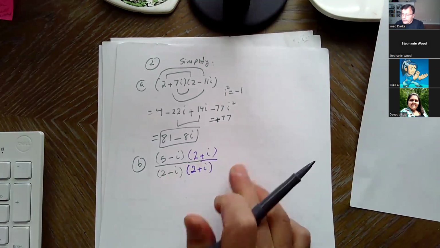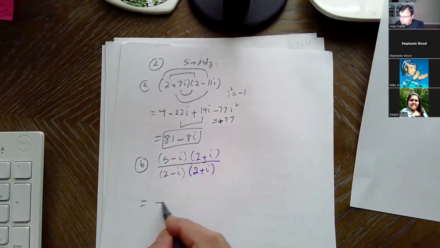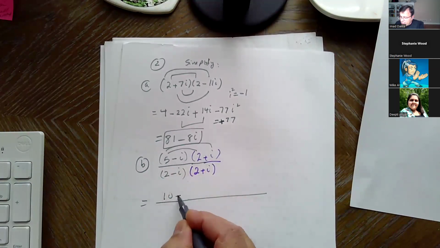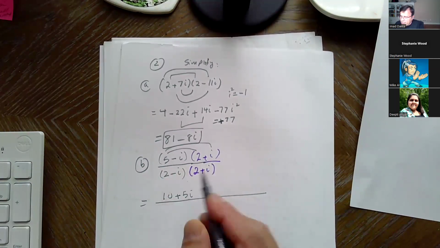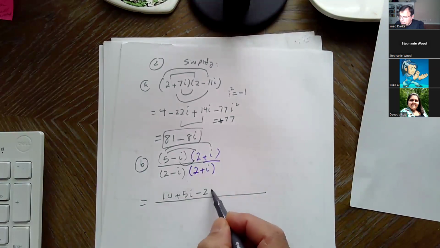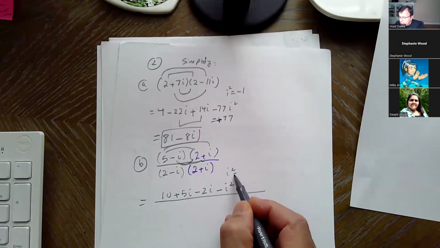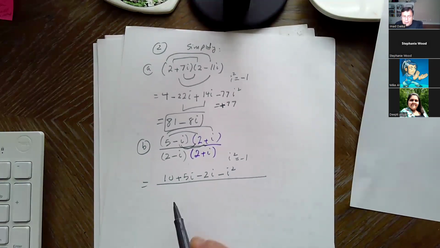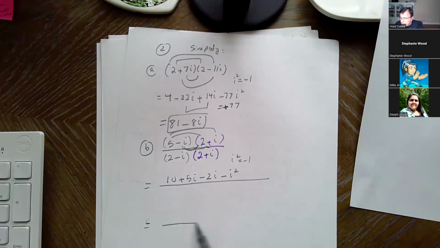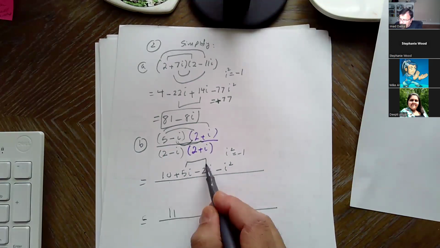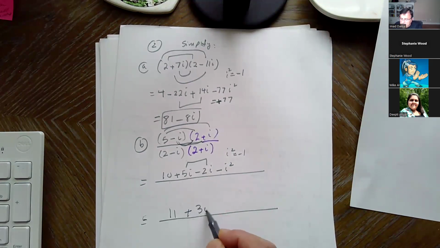So now we have to FOIL the top and the bottom. So let's do that. 5 times 2 is 10. And then outer terms, 5 times i is 5i. Inner term, negative 2i. And last is negative i squared. And remember, i squared is negative 1. Let's clean up the top, then we'll go to the bottom. So we have 10, and that's minus negative 1, which is a plus 1. 10 plus 1 is 11. 5i minus 2i is plus 3i.